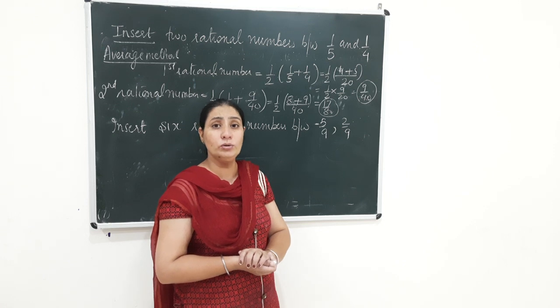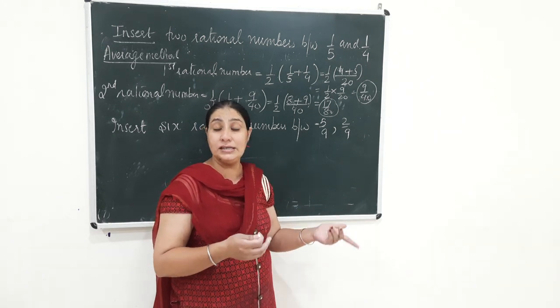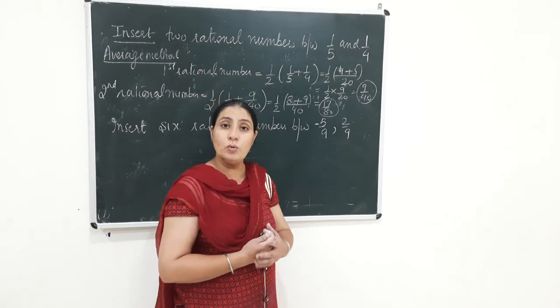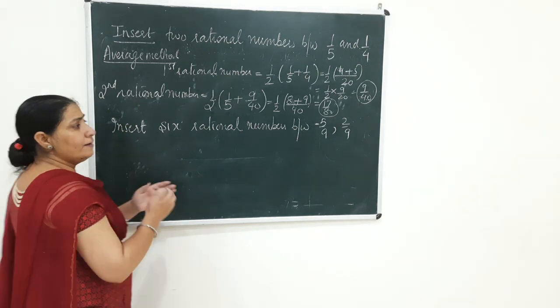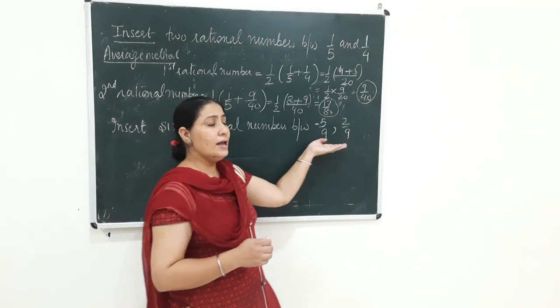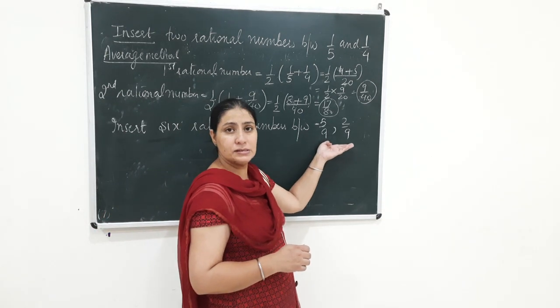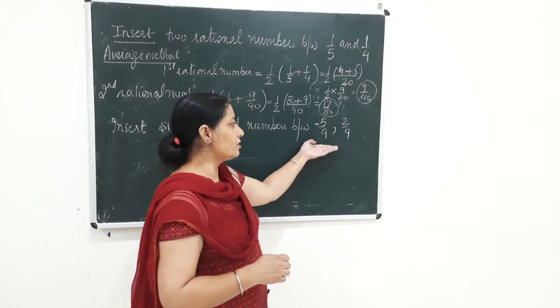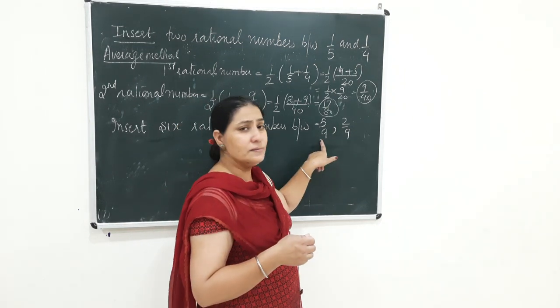Now if you want more than 2 numbers, then what to do? 6 numbers, 10 numbers, 60 numbers, maybe 100 also. So what is the second method you will do? Then you simply have to see the first thing here. Like I have to have 6 rational numbers between these numbers. ठीक है बेटा? Now for these 6 rational numbers, the first thing that I will observe is the LCM same?